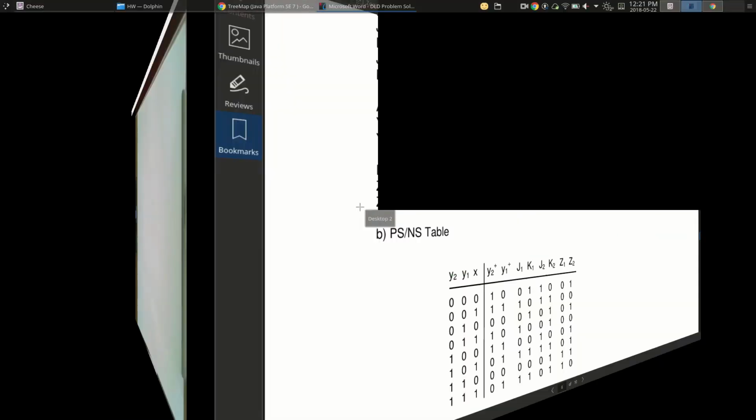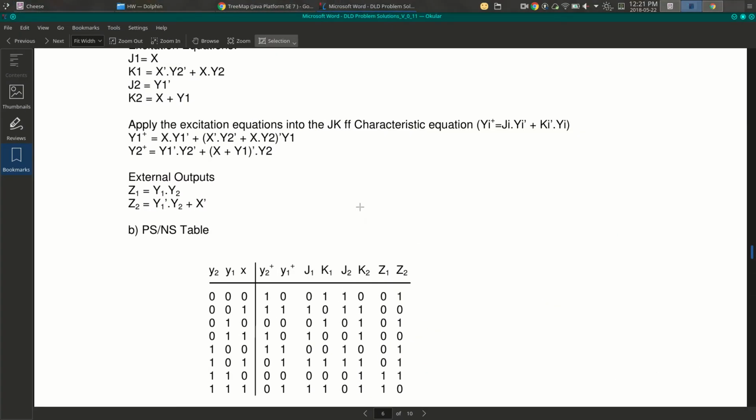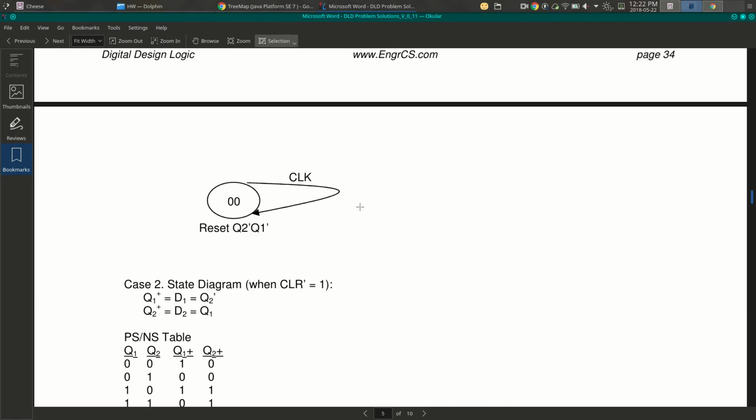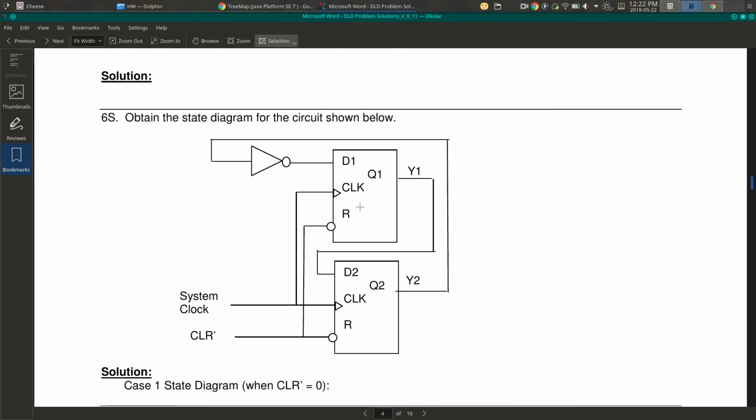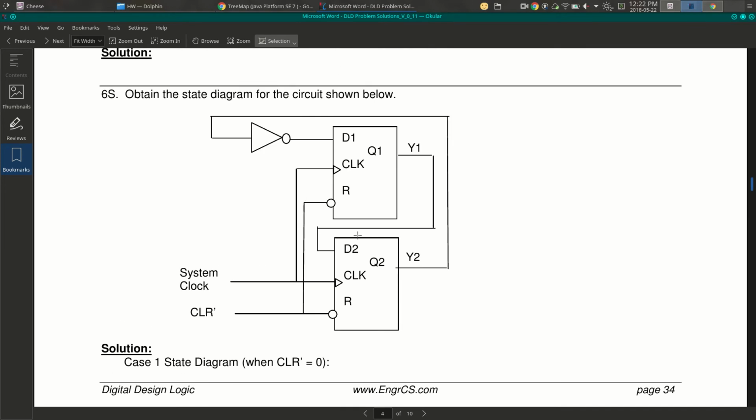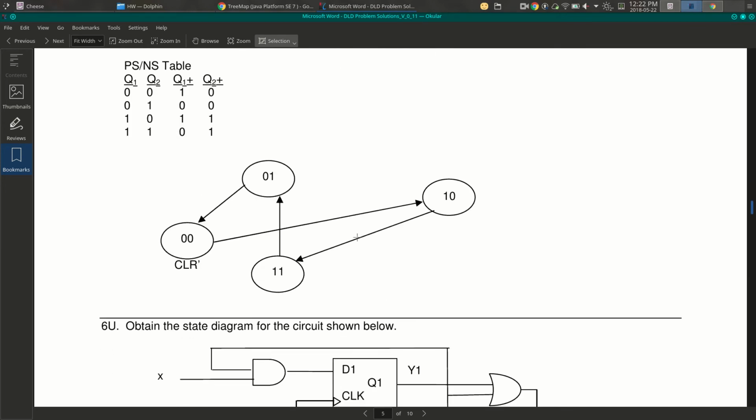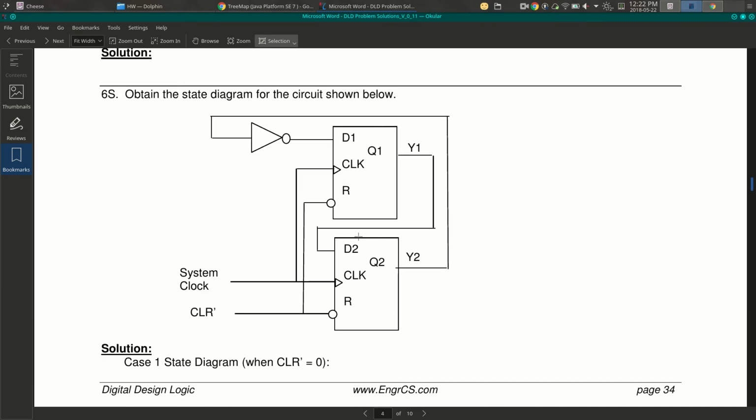But let's pick on a problem. I'm not going to pick on the funnest problems. So if we're using different flip-flops, is that going to change the way we do the problem or what we consider? It doesn't change the steps that you're going to follow, okay?